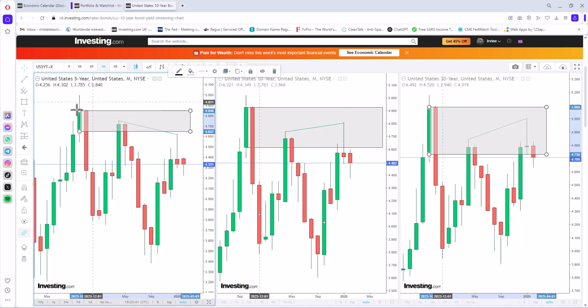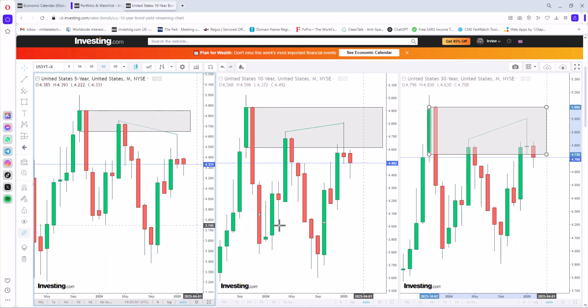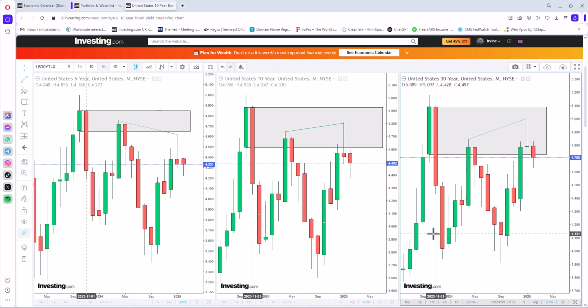That is, if we go to a lower time frame on the 5-year yield, you can see price will be back in premium for shorting opportunities. This is what we need to see. This is the ideal setup for having clear trade setups on our currency pairs.